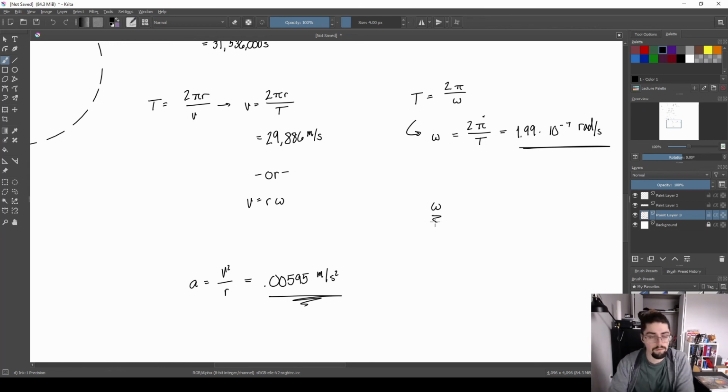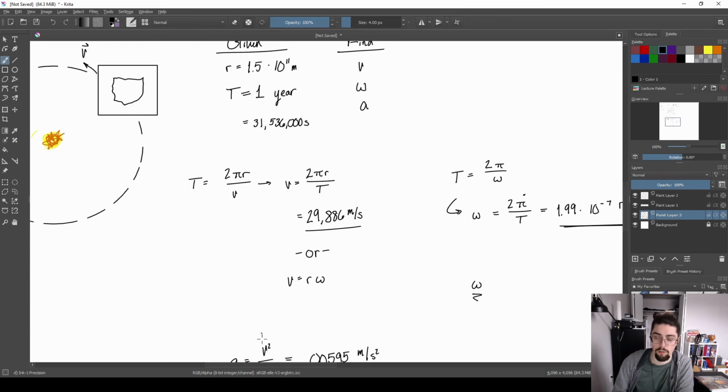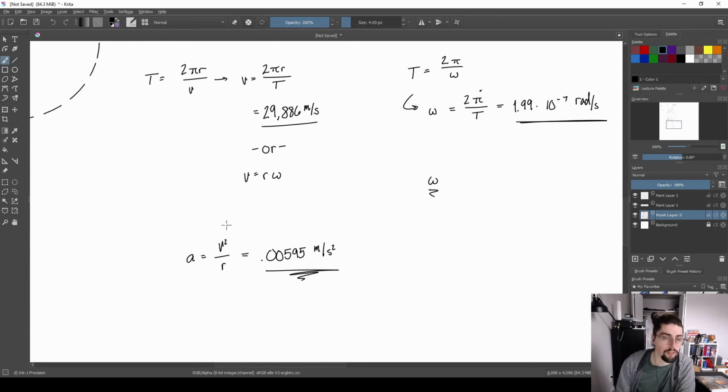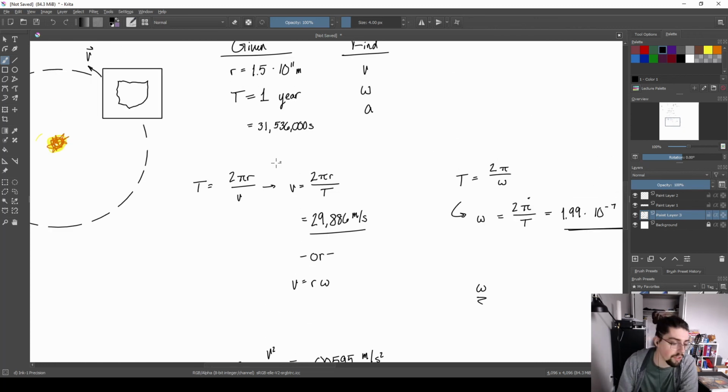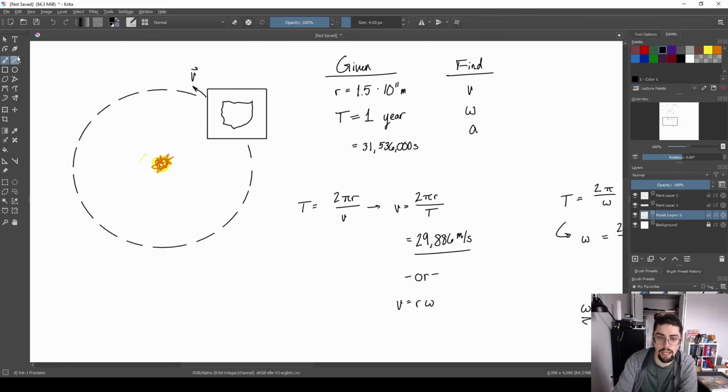For acceleration, I just took my value of v that I found, divided by, v squared divided by r is all I've got for that one. That's the expression that we've got. That is a relationship for centripetal acceleration. Absolutely. The value that we've got, the 1.5 times 10 to the 11th, is our radius. That's this value.